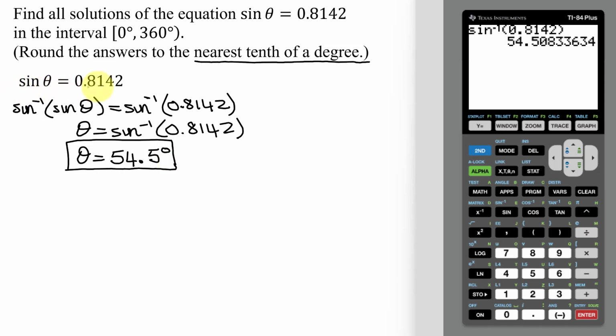Now that is one solution to this equation. Now how many solutions does this equation have? In fact, it has an infinite number of solutions, but I only need the solutions in the given interval. How many solutions did the calculator give me? It just gave me one solution. And why did it do that? Remember, the inverse sine function will only give you one answer, and that answer has to lie somewhere in the interval of negative pi over 2 to pi over 2, or in this case, negative 90 to positive 90.